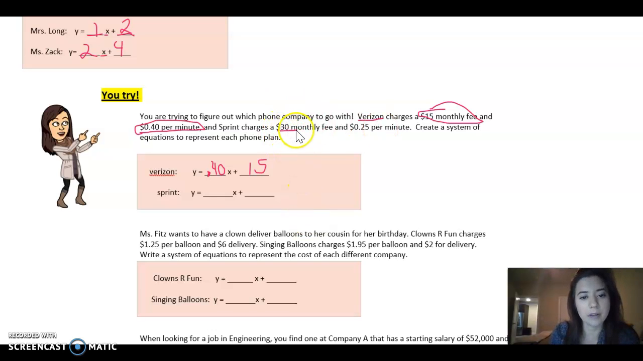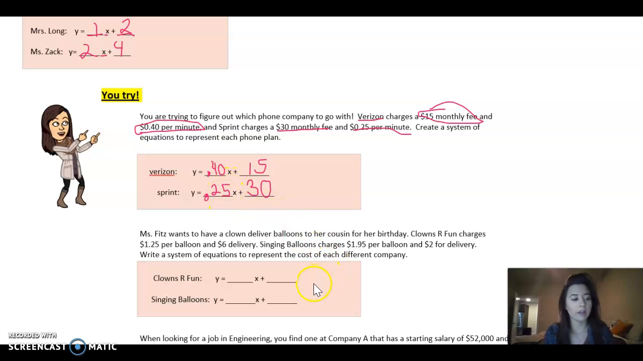Alright, Sprint's monthly fee is $30, so no matter what, you're starting by paying at least $30. And then we're adding on this 25 cents per minute, so that is their rate, so we write that right next to our x, so 0.25. Alright, there's our 2 equations, one for Verizon, one for Sprint. We've created our system of equations.